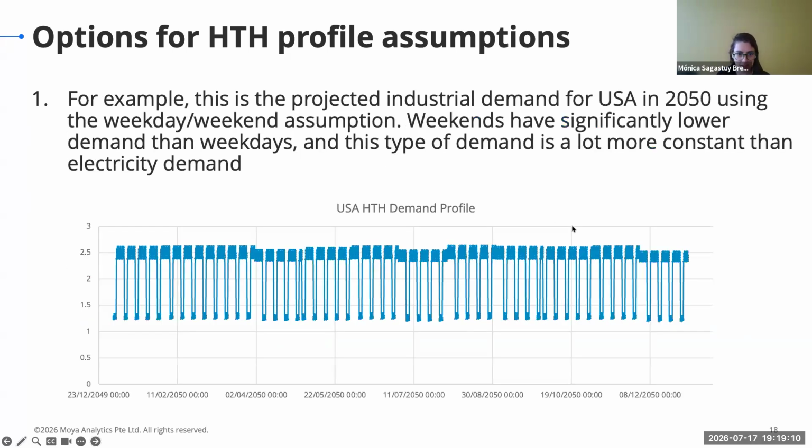In the end, that could look something like this. As you can see, we have the lower values of demand for the weekends and a lot higher demand for the weekdays. But you have that relatively constant throughout the year as you get the industry usage, which is quite different from electricity demand, which often has a peak, depending on where you are in the world, peaking in the summer or peaking in the winter.